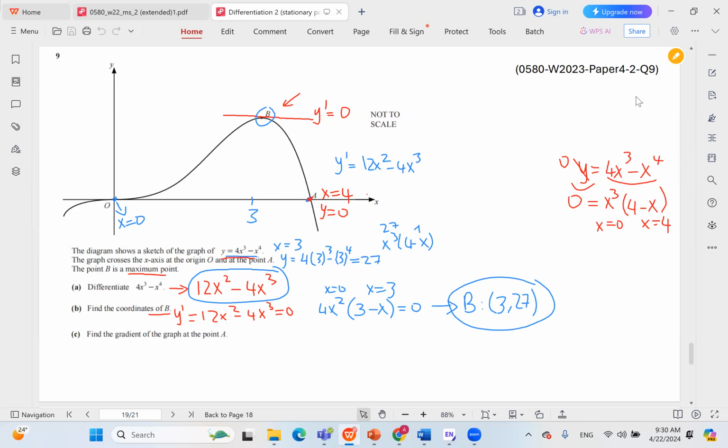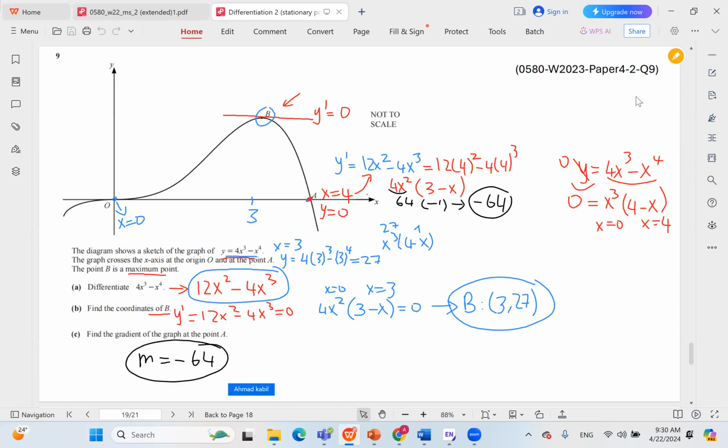So now that we have the x value, we can just plug it into y dash in order to get the slope or the gradient. So 12 times 4 squared minus 4 times 4 power 3. This is a complicated expression. I'm just going to simplify it by taking 4x power 2 as a common factor. And we have 3 minus x like this. And I'm going to plug the x as 4 now. So 4 times 4 power 2, 64. 3 minus 4 is negative 1. So the gradient is negative 64. So therefore, the answer to C is m equals negative 64.